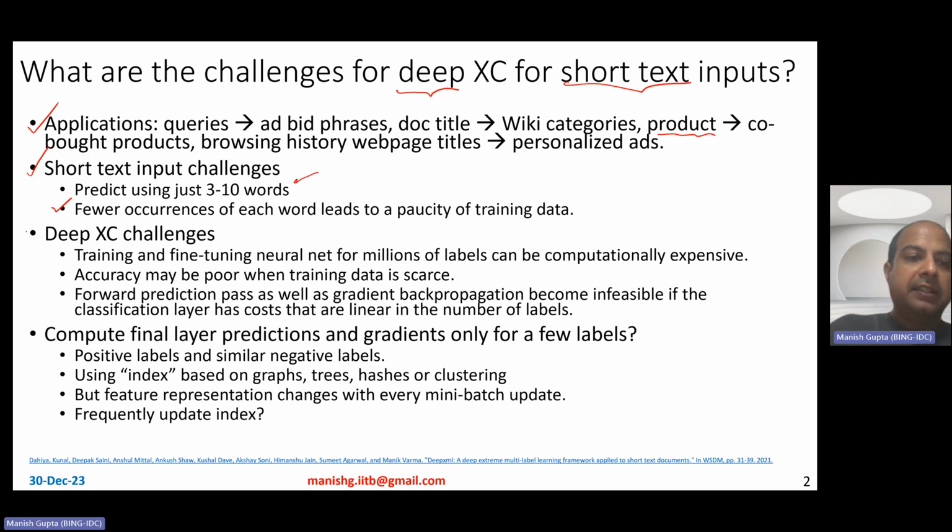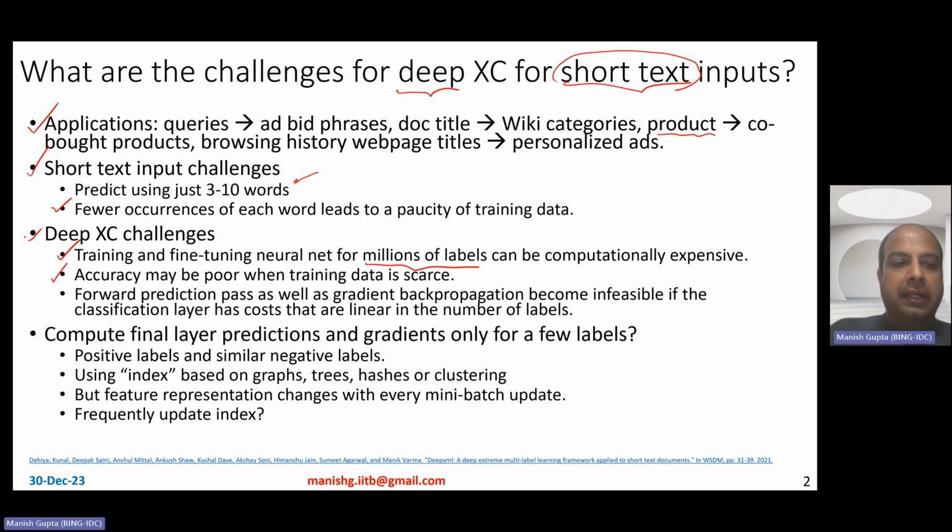Now, there are challenges associated with using neural networks for extreme classification. Training and fine-tuning a neural network with millions and sometimes billions of parameters and millions of labels can be very expensive. Millions of labels, that is what the extreme classification problem is. It can be computationally very expensive. And specifically, if I talk about short text inputs, due to scarcity of data, the accuracy may also be poor.